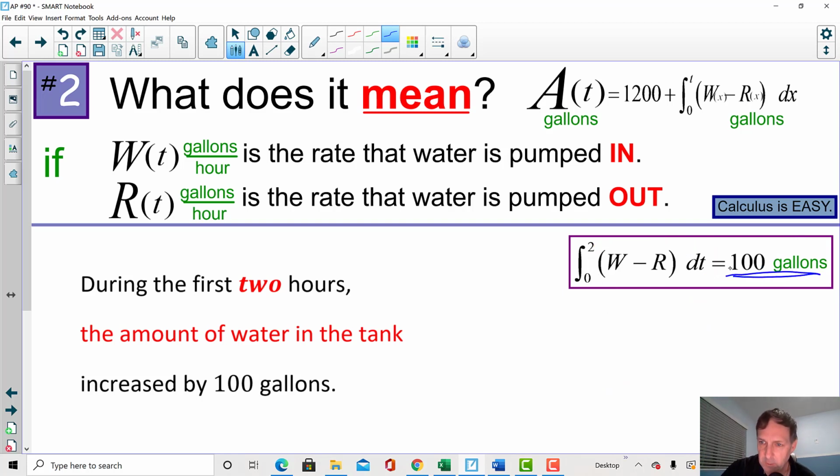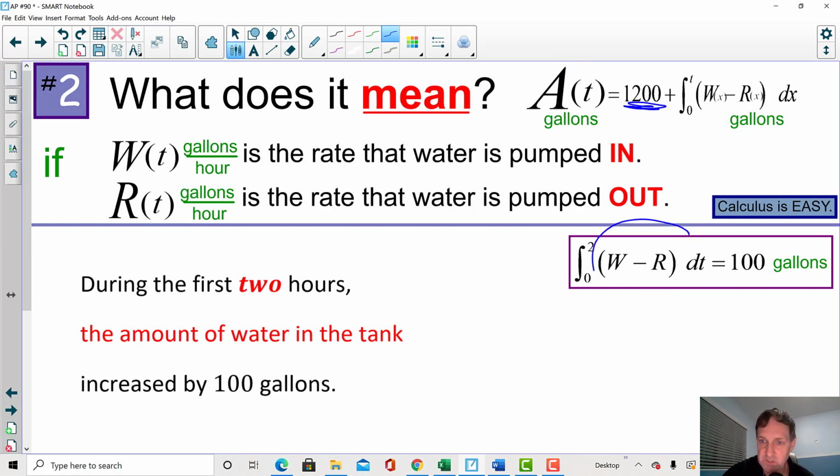But the units also helps us. It tells us what's going on here. There's 100 gallons. And because this is the rate in and also the rate out, then that means that during that time interval from 0 to 2, the amount of water in the tank has increased by 100 gallons. Again, this here is kind of like a prime. So the integral of a prime is going to pretty much just be a. So this is basically the amount of water in the tank, but we're not including the starting amount.